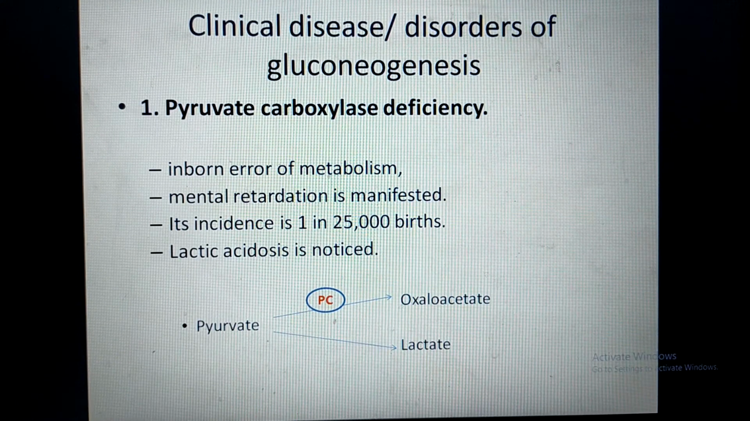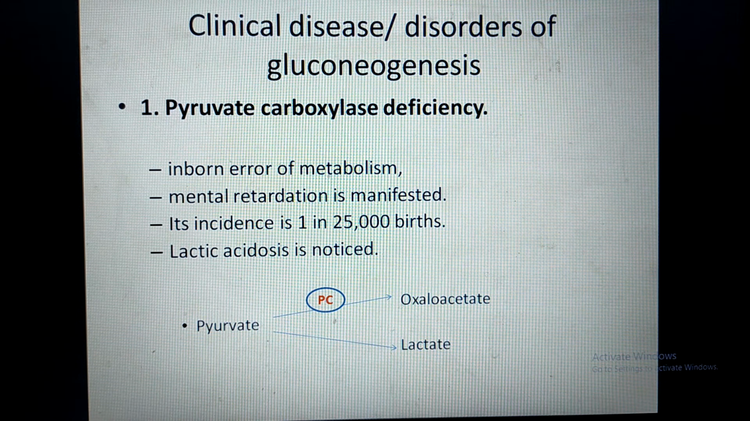Now come to the clinical part, disorders related to gluconeogenesis. First is deficiency of the enzyme pyruvate carboxylase. It is an inborn error, that means present since birth. It is found in 1 in 25,000 live births. The patient presents with mental retardation.